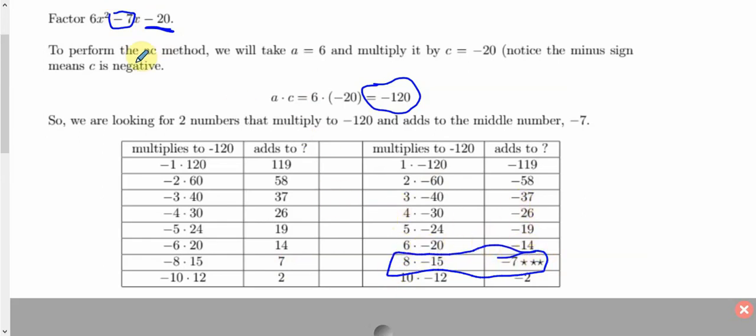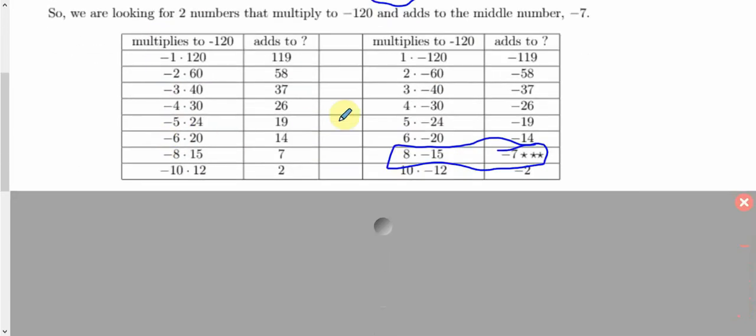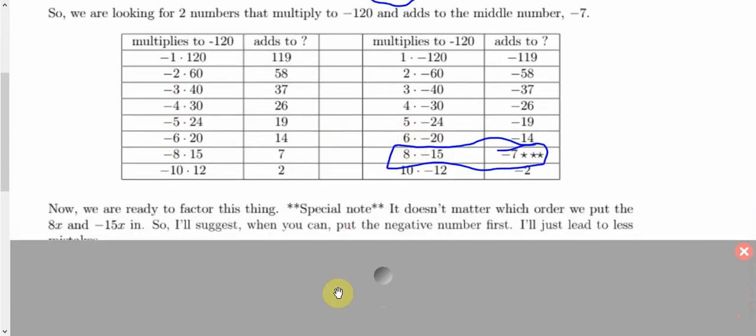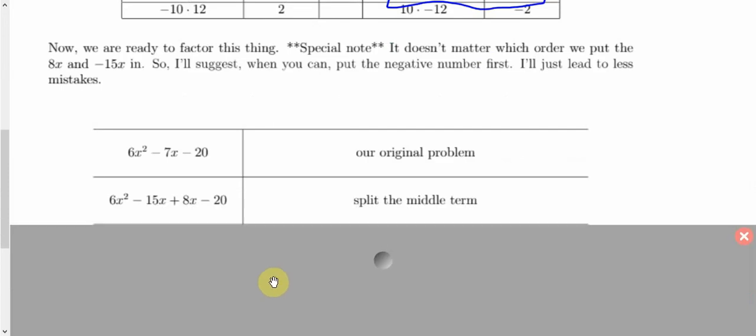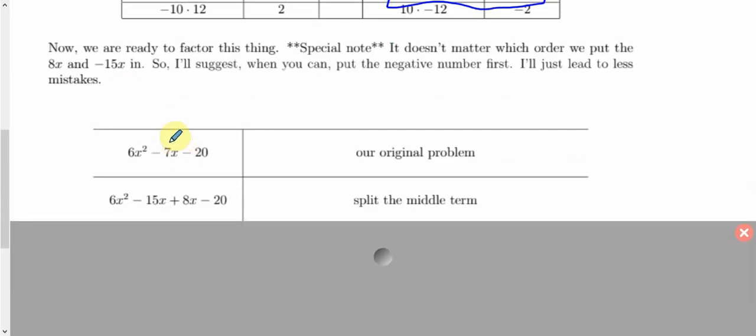So as far as my AC steps go, multiply A times C, that tells me what numbers I'm looking for, multiply to that, and add to negative 7. Now I have these two numbers, 8 and negative 15. I will split negative 7 into 8 and negative 15.